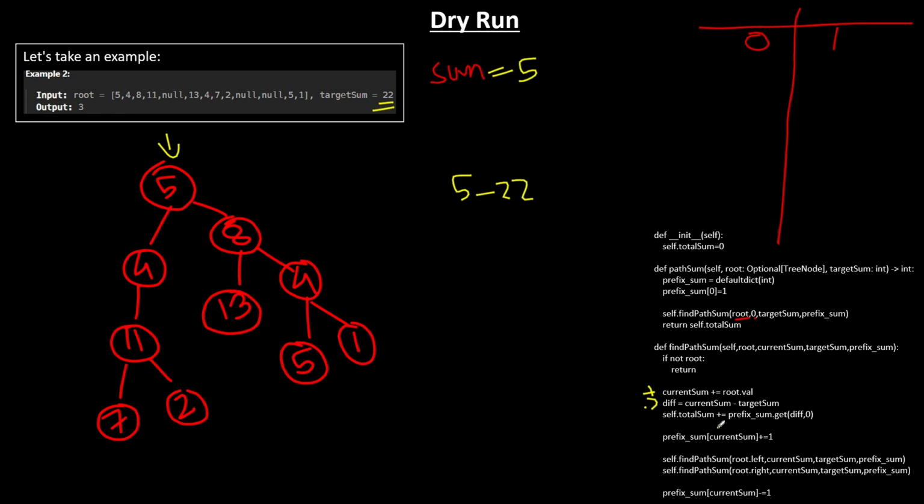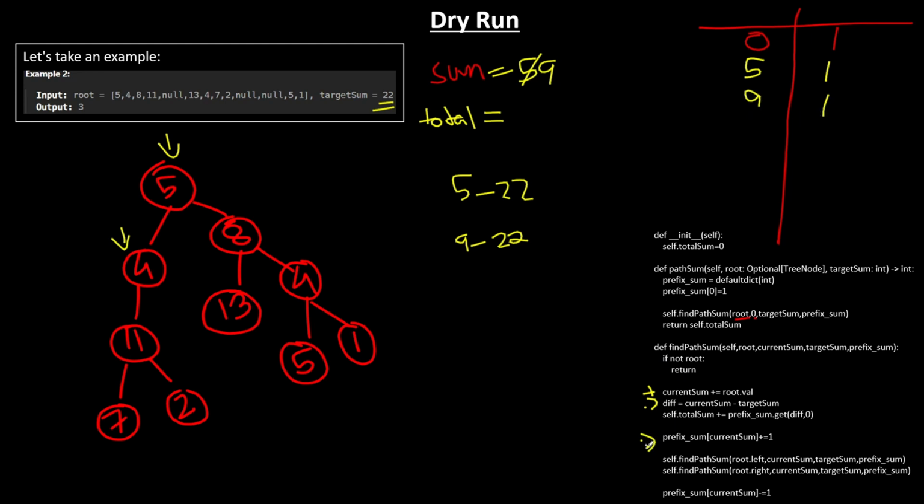And what we do, since it is not there, our total count remains 0. Okay, then we move ahead. Then the current sum, we store it in the map. Fine. Then we come here. Now it's 5 plus 4, it's 9, right? Now 9 minus 22. I guess it is a bigger number again. Minus 13. And again, minus 13 is not in the map. So we ignore that part and we keep the sum in our map and move ahead, right?